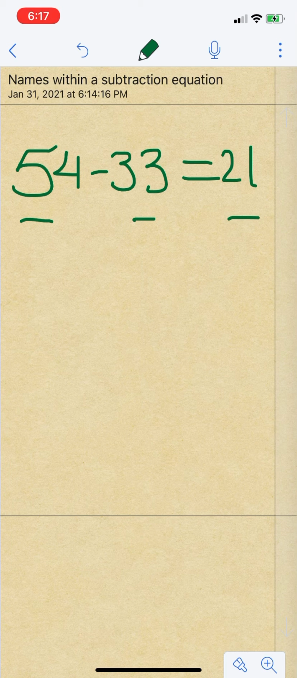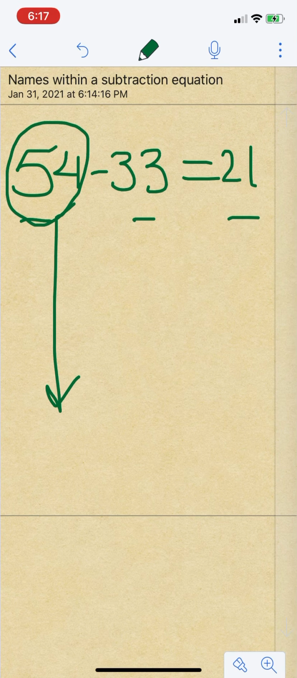This equation reads 54 minus 33 equals 21. Now, let's take a look at the first number, 54. One thing that I noticed about this number is that it holds the greatest value. This number is called the minuend, or the number we are subtracting from.